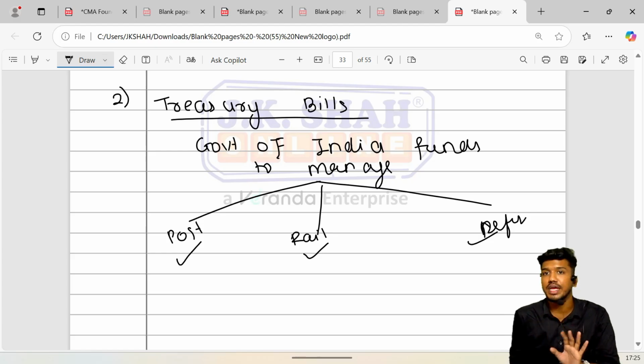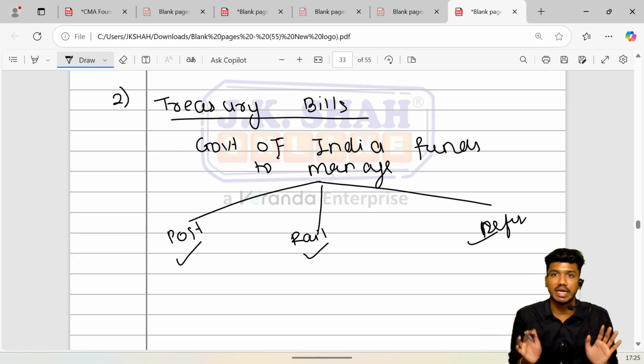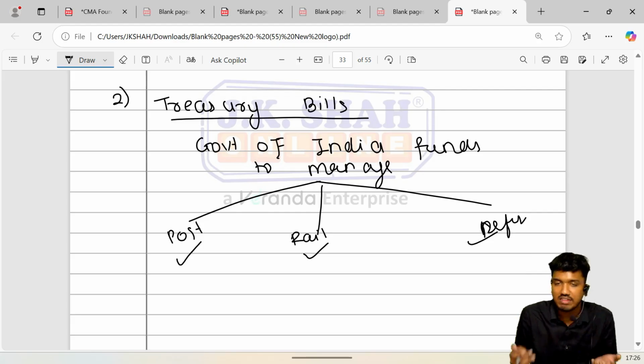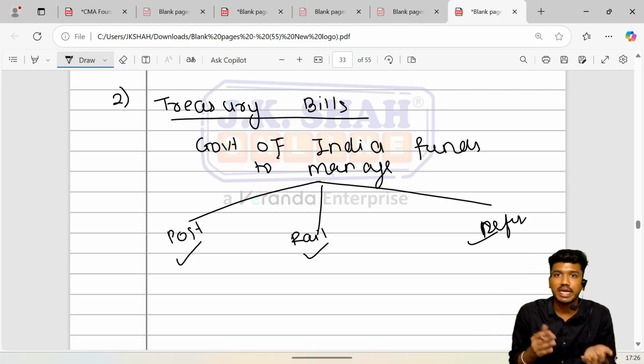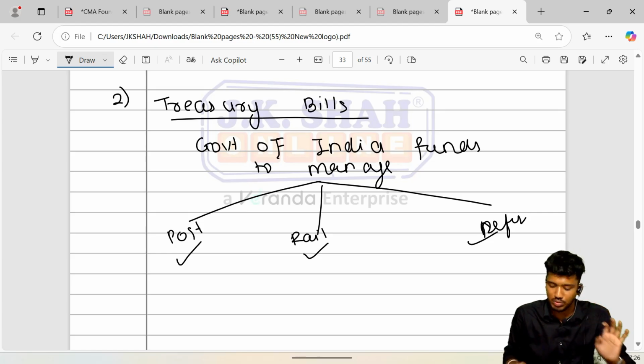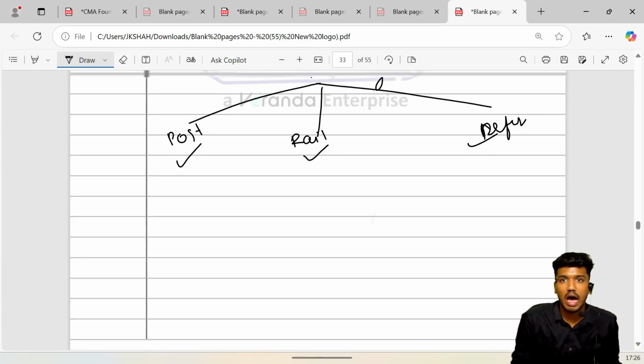It will go to investors. It will come into the money market. It is in want. So Government of India is requiring money, so it will come to the money market and take the funds. How will they take? I'll tell you. They issue treasury bills. How are the treasury bills issued?